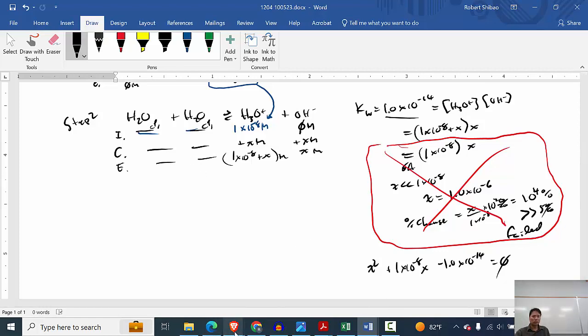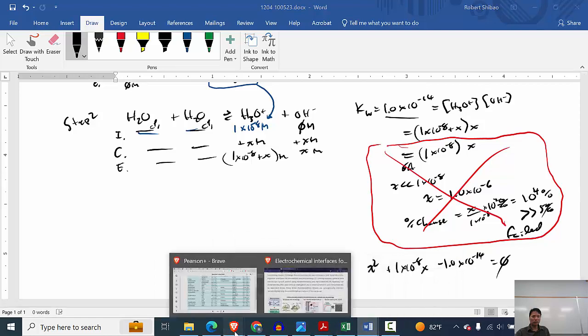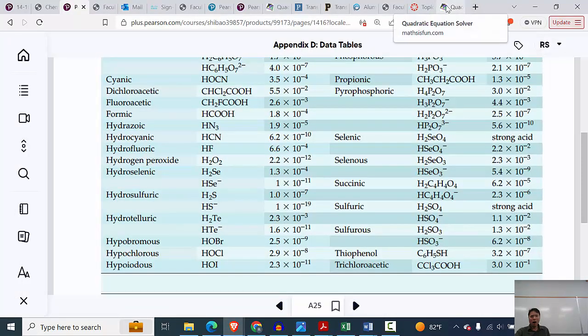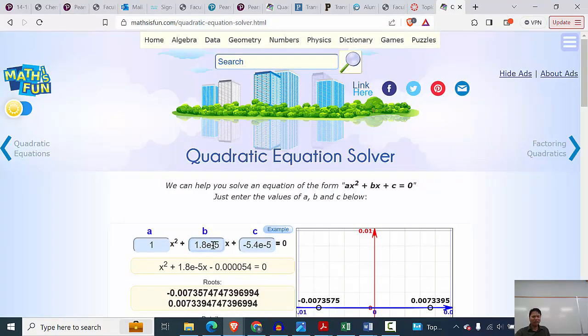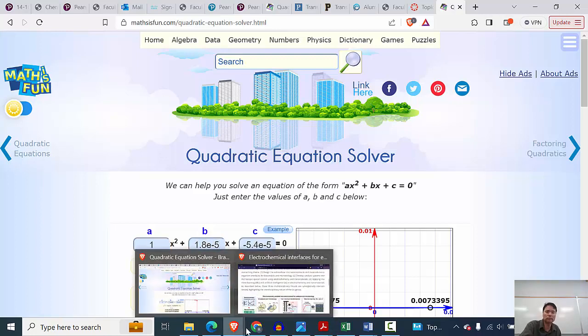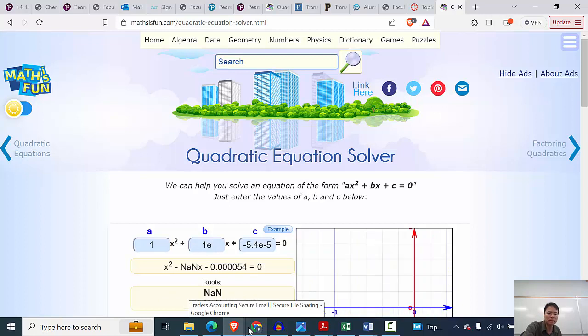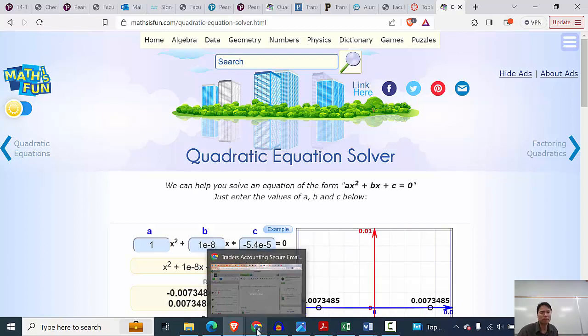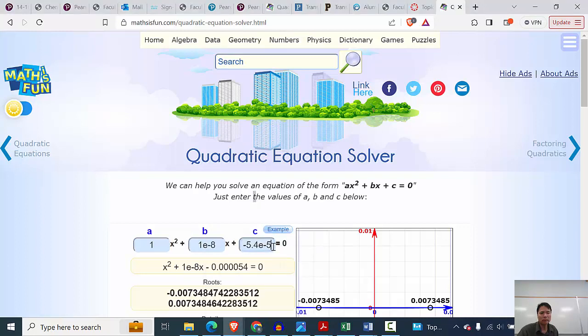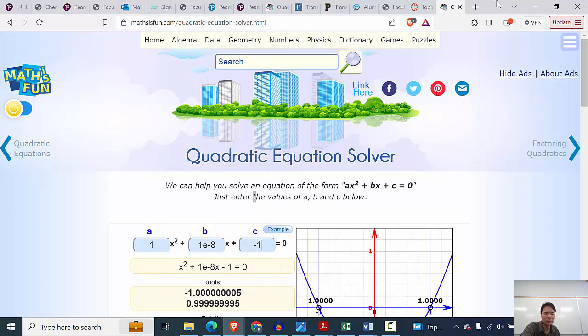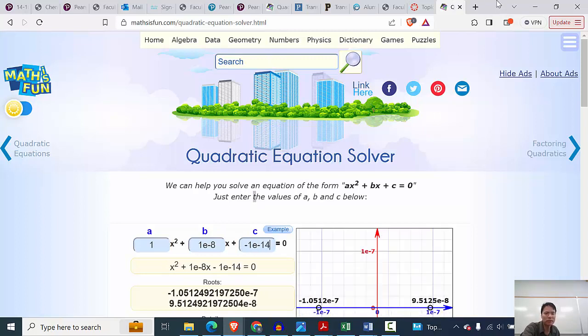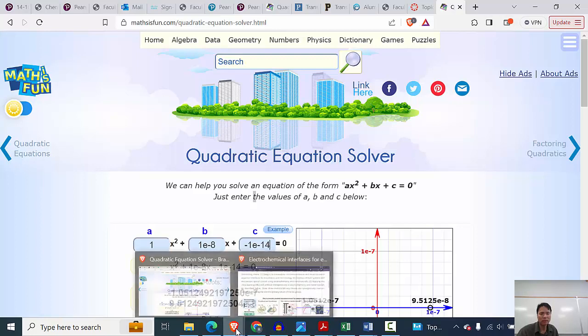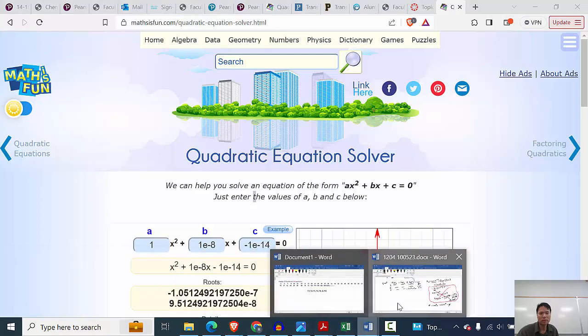So go to the quadratic solver. B is 1 times 10 to the minus 8, so 1e to the minus 8. And then negative 1 times 10 to the negative 14 for C. That gives us 9.512 times 10 to the minus 8.